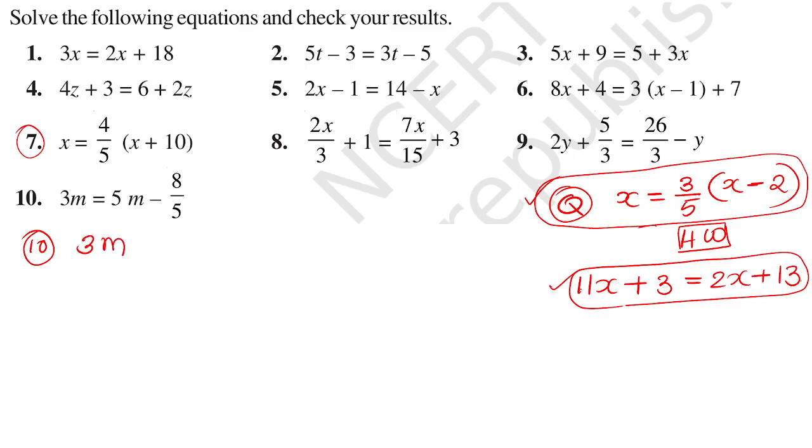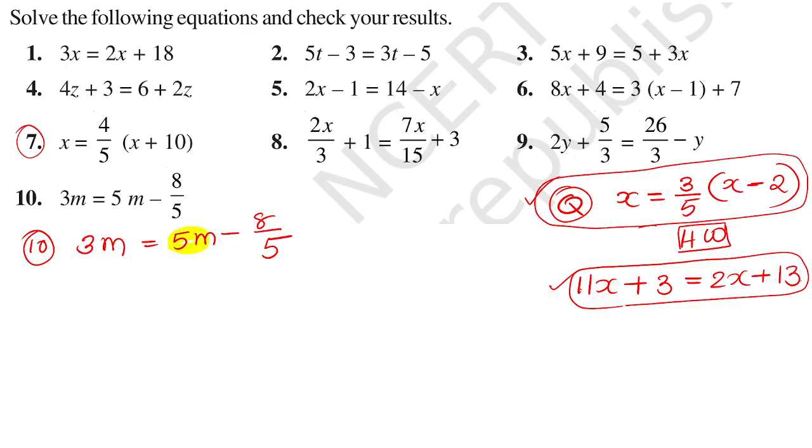3m equal to 5m minus 8 by 5. Don't leave the class, listen to this problem. The 10th one: 3m equal to 5m minus 8 by 5. We have to find out the value of m. Definitely I will remove the fraction.